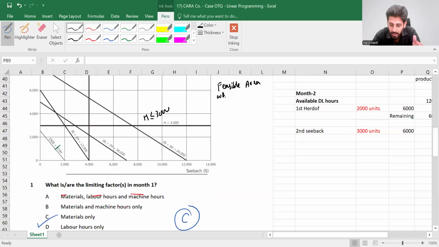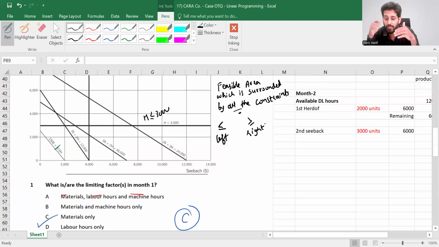There's a feasible area which is surrounded by all the constraints. So when there is less than, you have to see the left. When there is greater than, you have to see the right, right? So that's a very simple point. So this is H 3000. That means you have to look down.